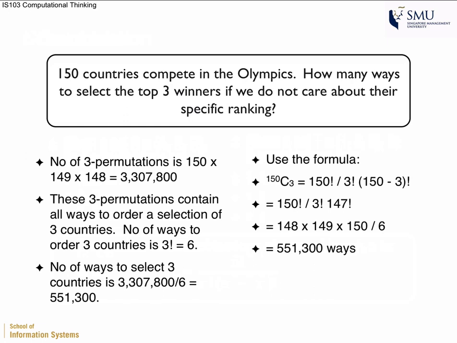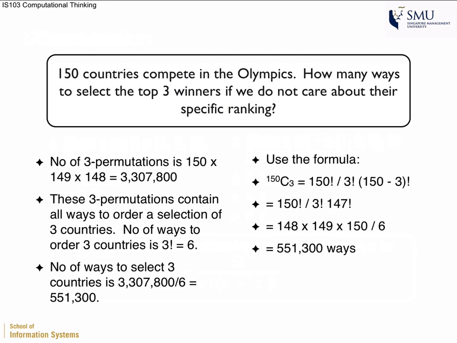So if there are 150 countries competing in the Olympics, how many ways are there to select the top 3 winners if you don't care about a specific ranking? On the left-hand side, we're going to reason through permutations. First we generate all the 3-permutations. So 150 by 149 by 148, this is 3.3 million.